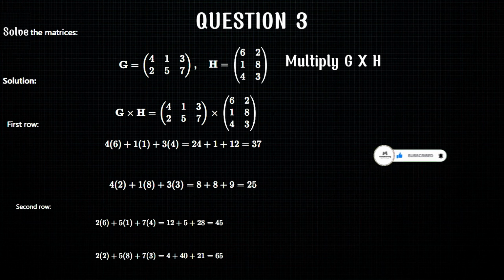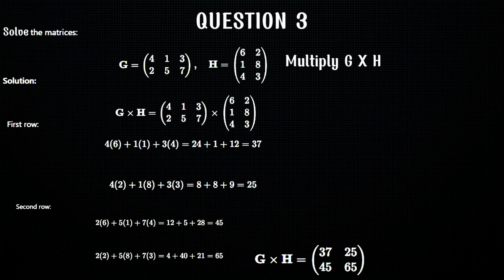And we have the second row multiplying the second column. So we have 2 times 2 plus 5 times 8 plus 7 times 3, which is equal to 4 plus 40 plus 21 equals 65. So therefore, by putting all these answers together, we'll have the product of matrix G and H to be equal to, calling my values in columns now, 37, 45, 25, 65 as our final answer.